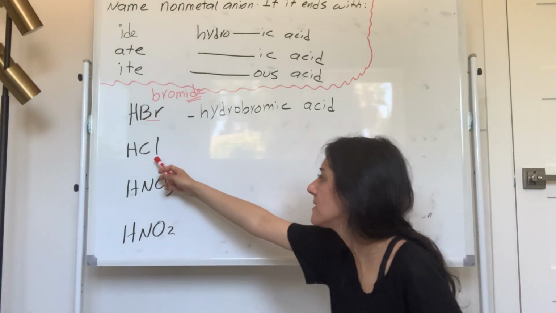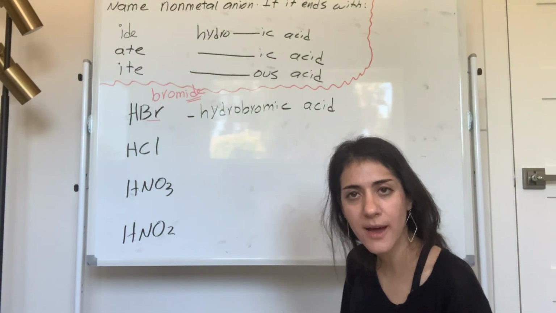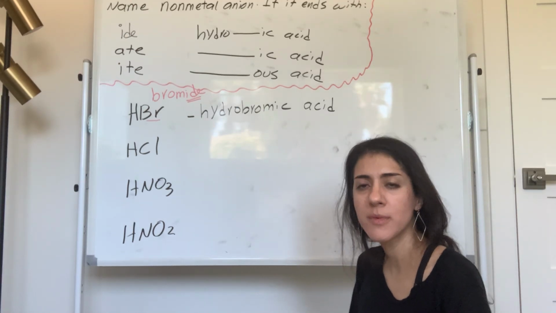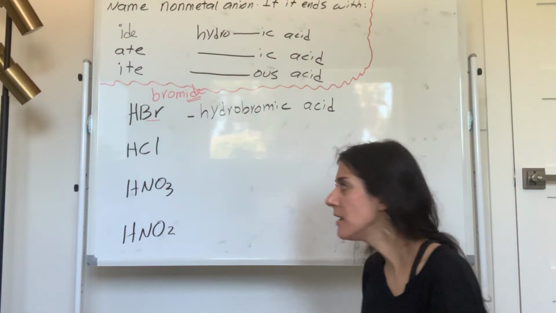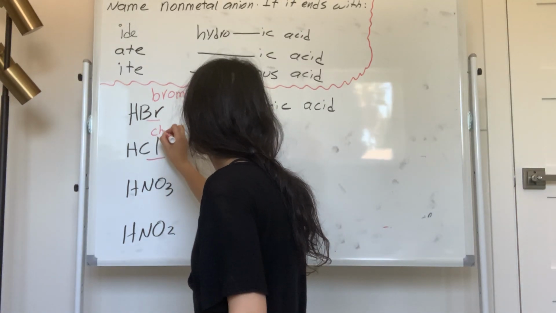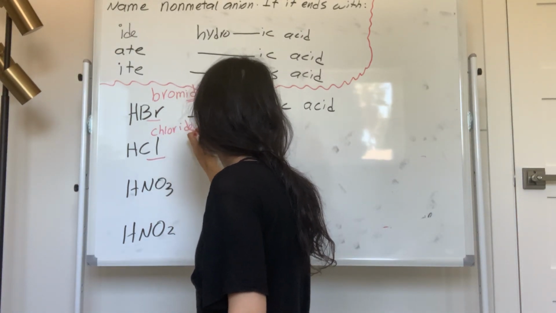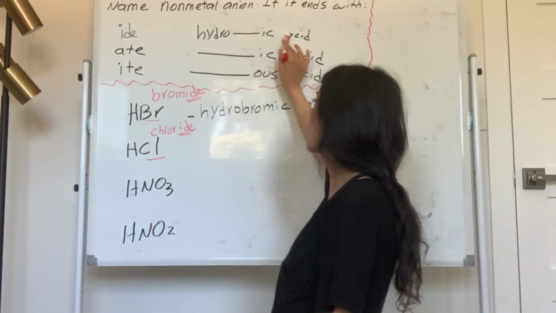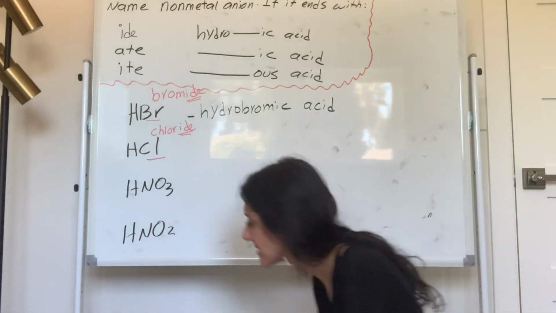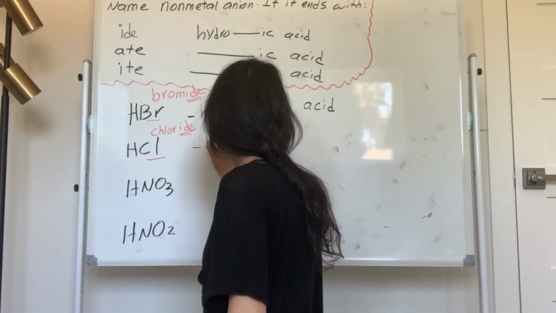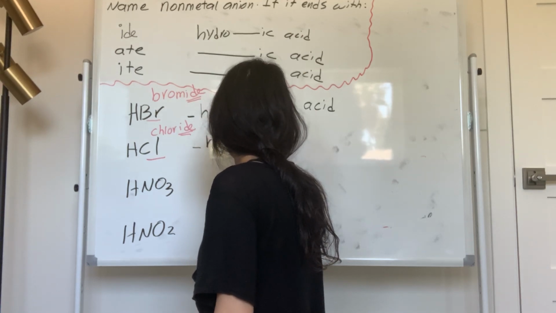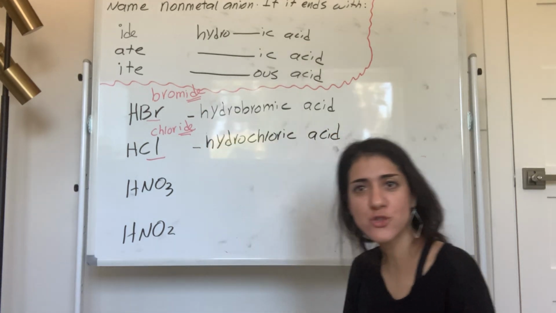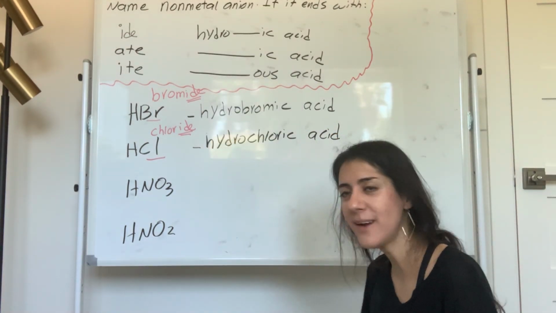HCl. What is Cl? It's chloride, right? Cl minus is chloride. It's a nonmetal, it's an anion, because nonmetals like to gain electrons, they become anions. So if you end with ide, you're going to become hydrochloric acid. You're going to become hydrochloric acid. You good so far? Okay.